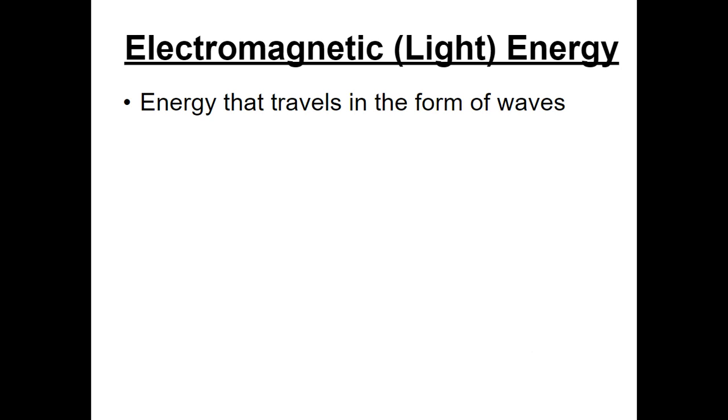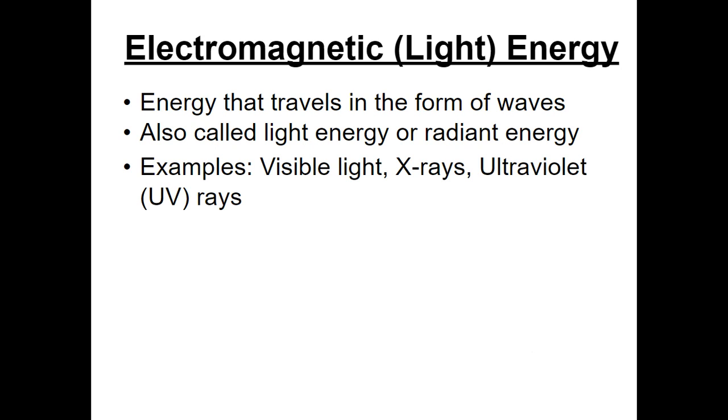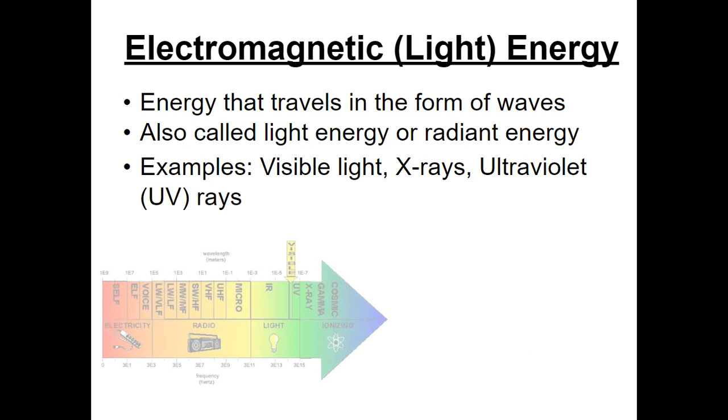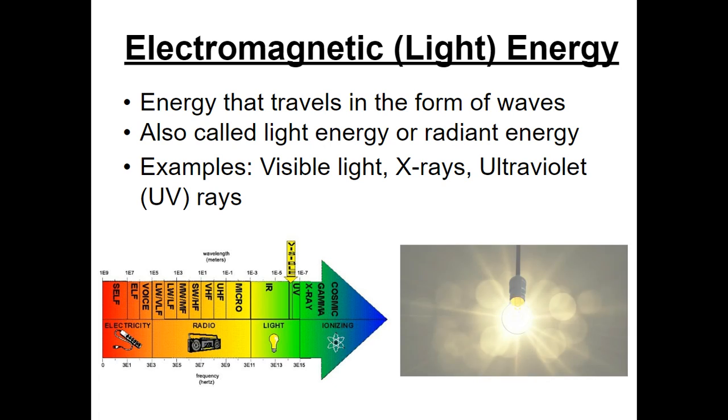Next, we have electromagnetic energy, also known as light energy. This is energy that travels in the form of waves. It's also called light energy or radiant energy. Examples include visible light, that's the light waves that you can see. X-rays, those are the ones that allow you to see your bones. And ultraviolet rays, those are the ones we get from the sun. Those are the reason why we put on UV protective sunblock. Right, here's an example of the electromagnetic spectrum. And here is a light bulb representing visible light energy.